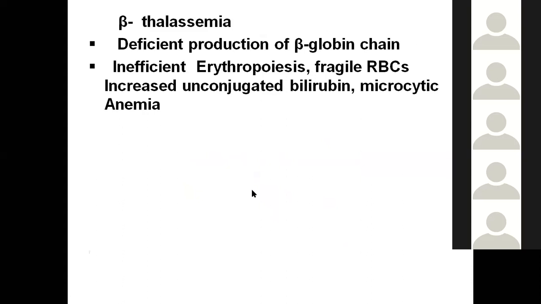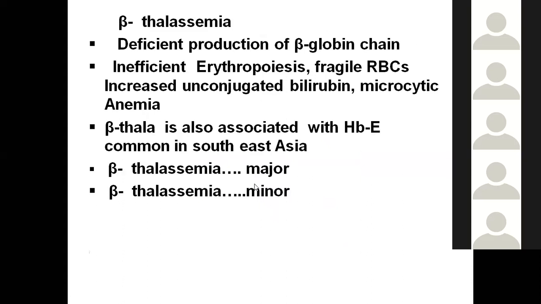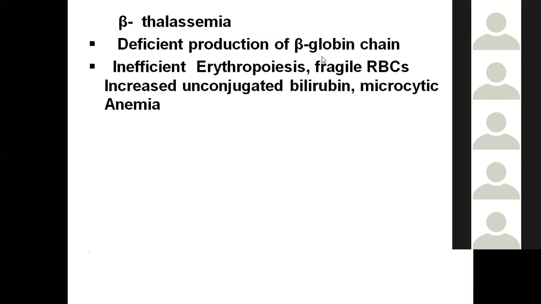All right, now we talk a bit about beta thalassemia. ठीक है, देखो deficient production of beta globin chain, inefficient erythropoiesis हो रही है, fragile RBCs हैं, increased unconjugated bilirubin and microcytic anemia. देखो unconjugated bilirubin increase होता है इसलिए भी वो pale yellow color jaundice का effect दिखता है. All right, because your unconjugated bilirubin is increased. Right, then we have microcytic anemia.